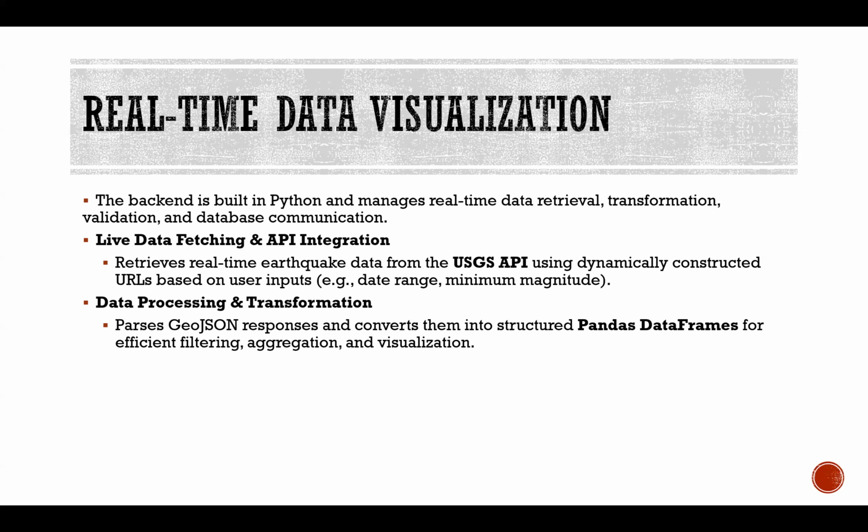The second technique here is data processing and transformation. It processes complex GeoJSON responses and converts them into structured pandas data frames for efficient filtering, aggregation, and visualization operations. The next slides will be explained by my colleagues.